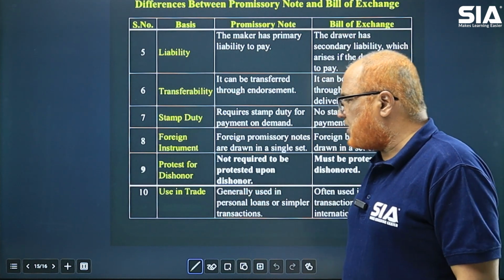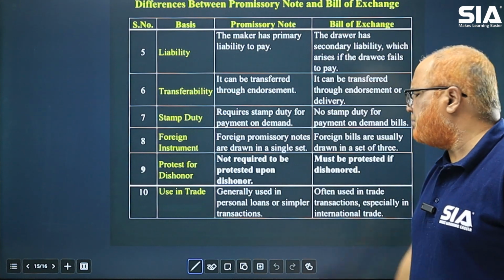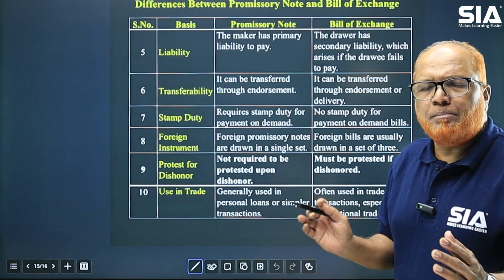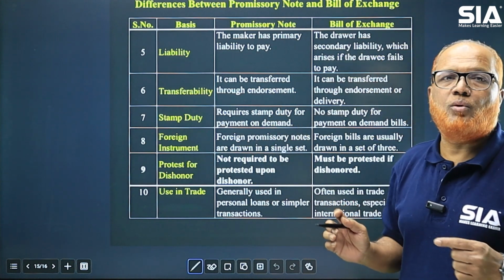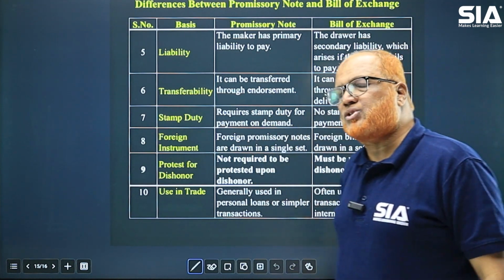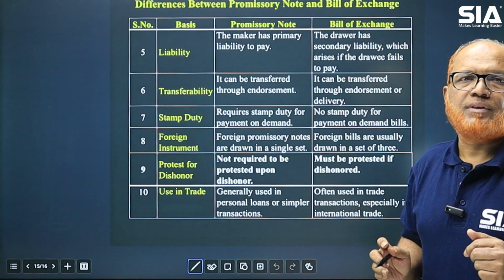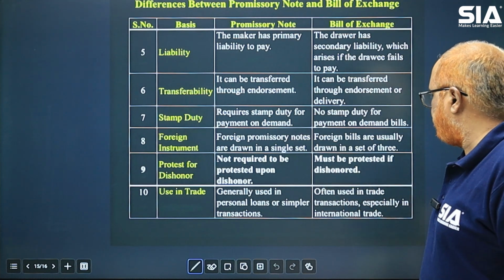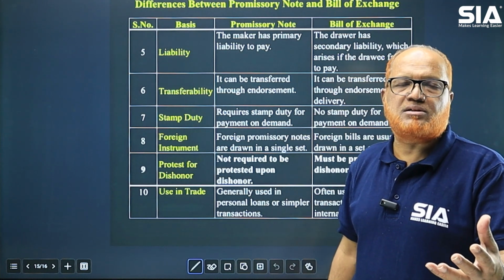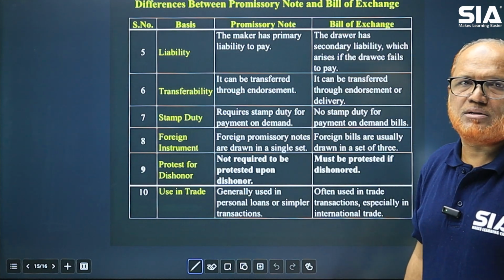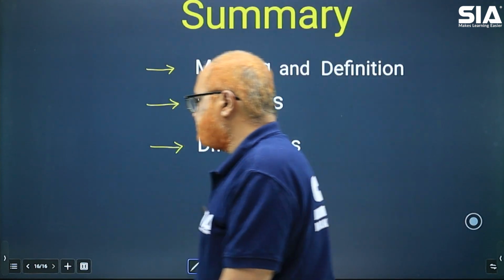Last one, use in trade. The promissory note is generally used in personal loans or simple transactions. For simple or personal transactions, normally the promissory note is used. But in case of bills of exchange, for main large transactions, for trade transactions, we make use of bills of exchange, whether it is international trade or internal domestic trade. Only for personal transactions can we make use of a promissory note.